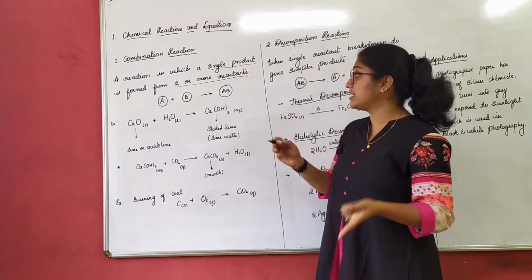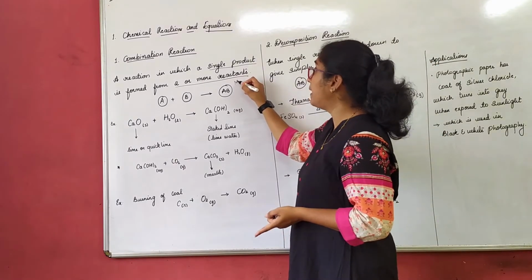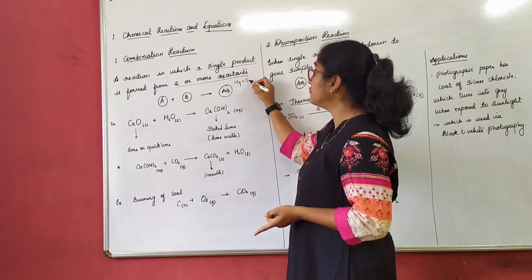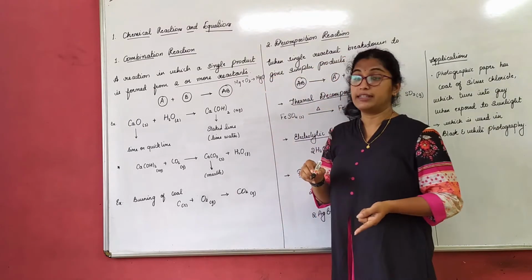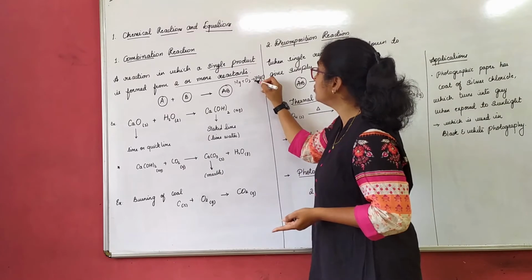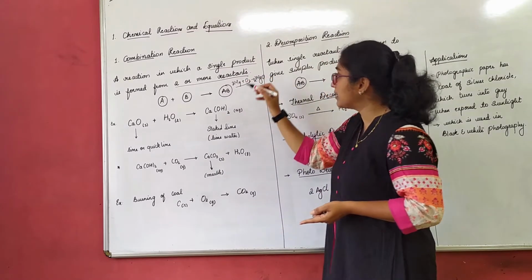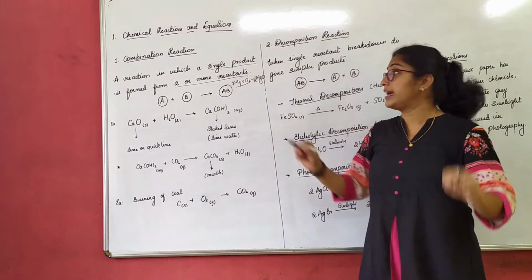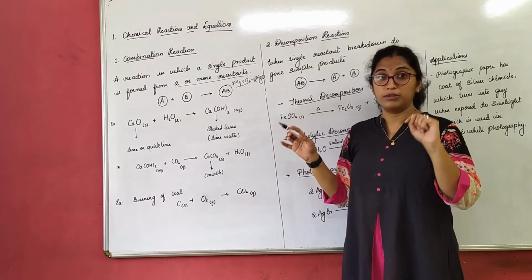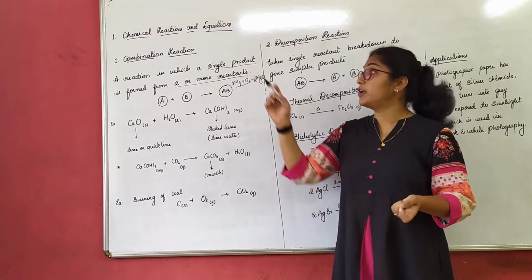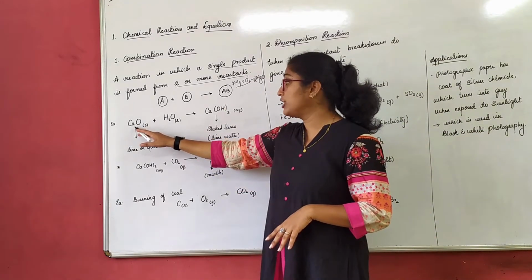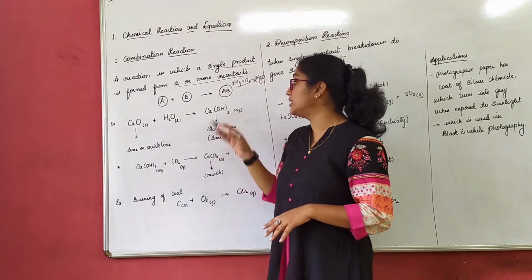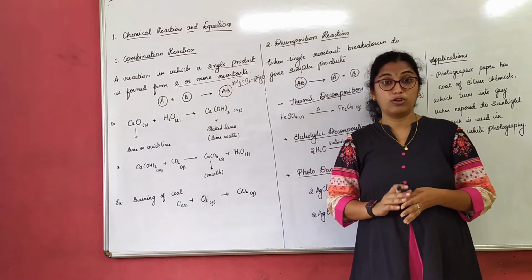Again, the very first example also, if you say magnesium burnt with oxygen, what do you get? Magnesium oxide, right? See how many reactants and how many products are there? 2 reactants, 1 product is formed. That is also an example of combination reaction. I have written one example here. Calcium oxide mixed with water gives me calcium hydroxide.